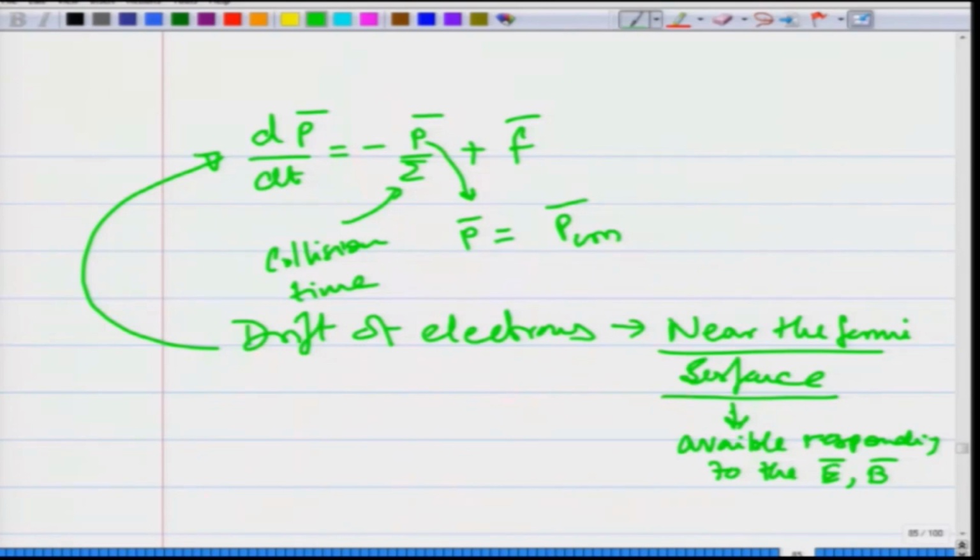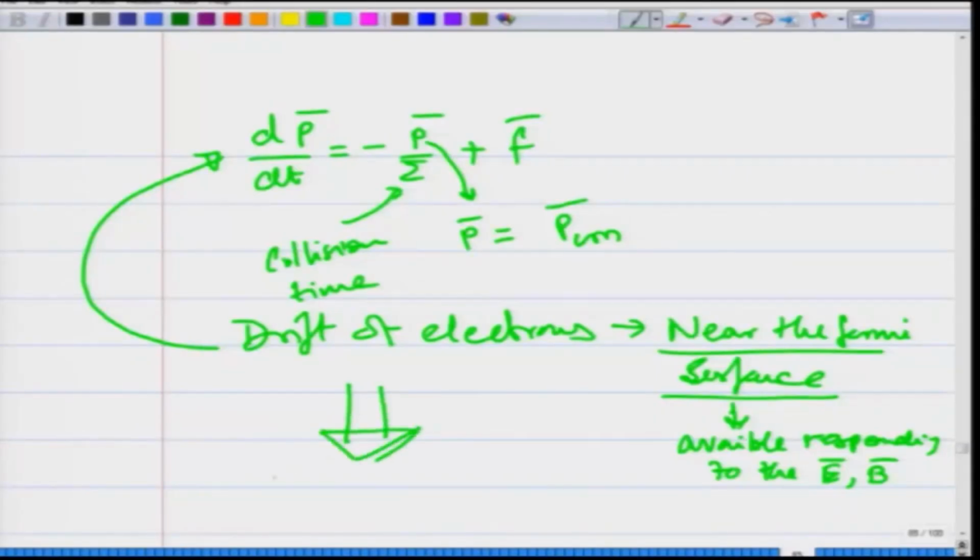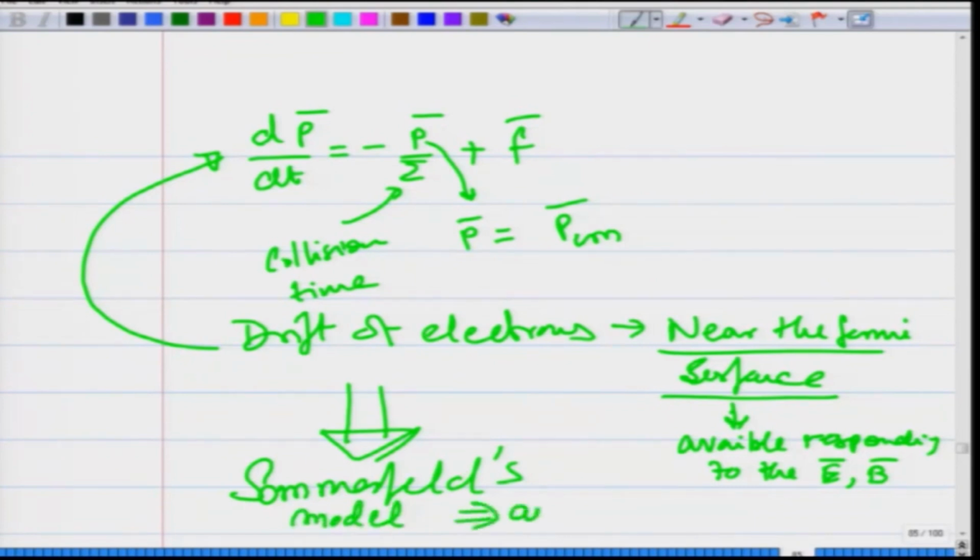So, although the equation of motion is quite similar to the Drude model, the interpretation is very different, and this is what comes out of the Sommerfeld model, that there is an average drift velocity of the electrons near the Fermi energy, and this is how one interprets the behavior of conductivity in a metal.